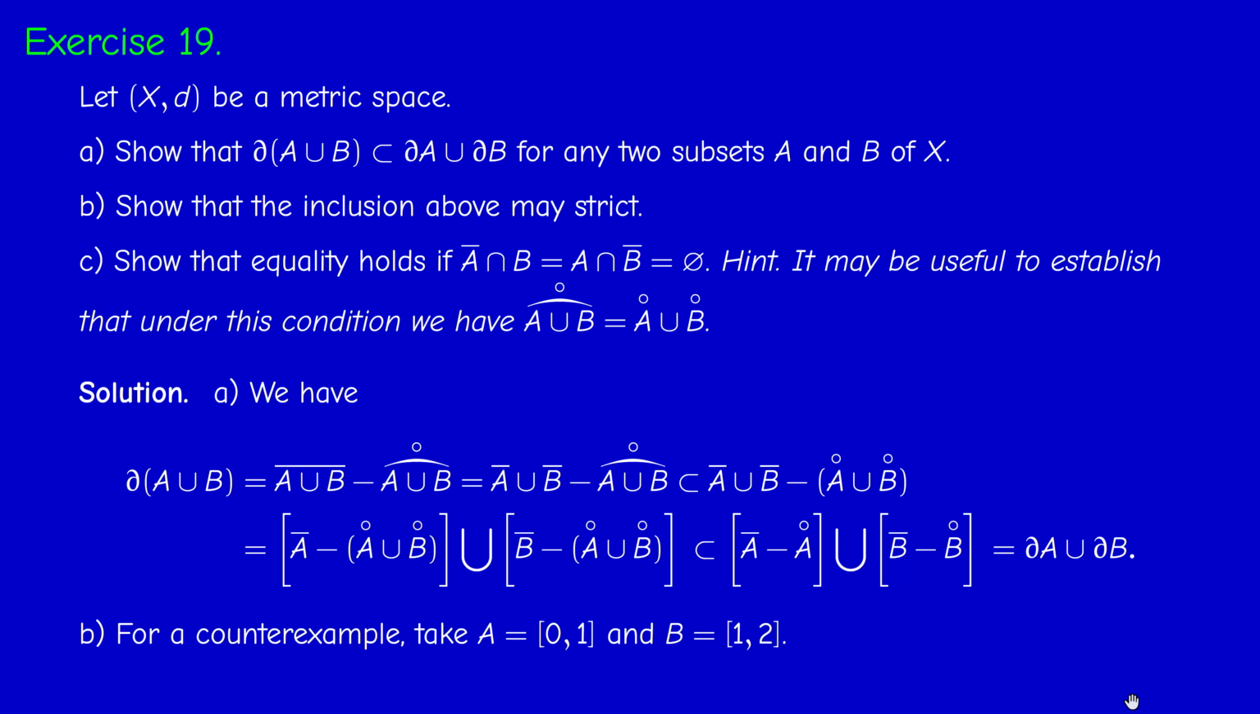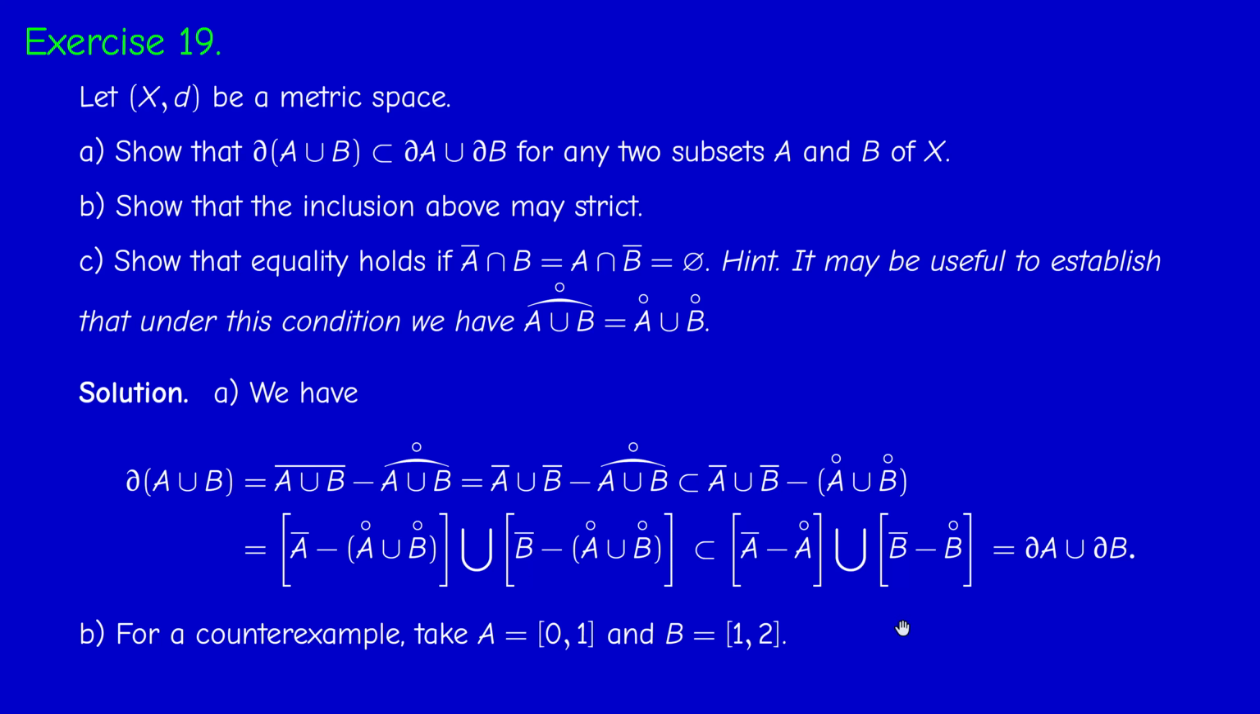Okay, now question B, for a counterexample, I'll give you the idea and you work out the details. If you take A equals (0, 1), it doesn't really matter if you take it closed or open in this case, because if A equals (0, 1), then the boundary of A is just {0, 1}. The boundary of B is {1, 2}.